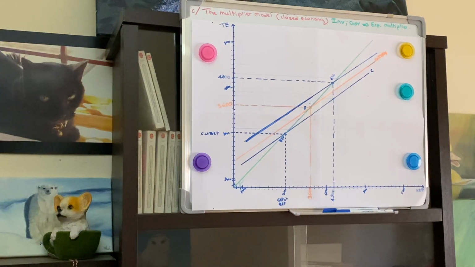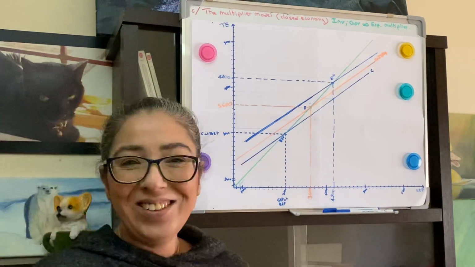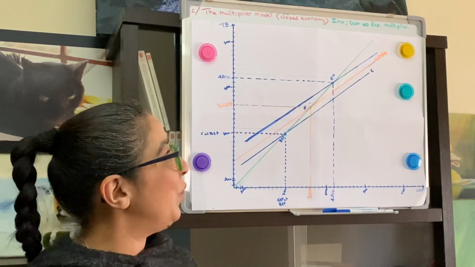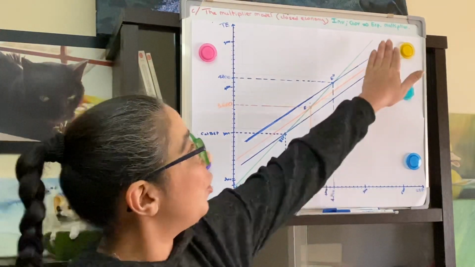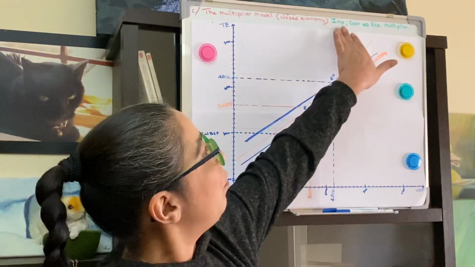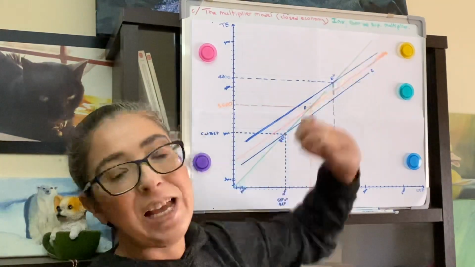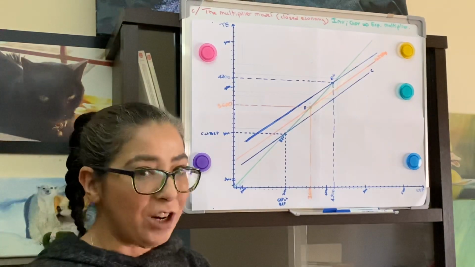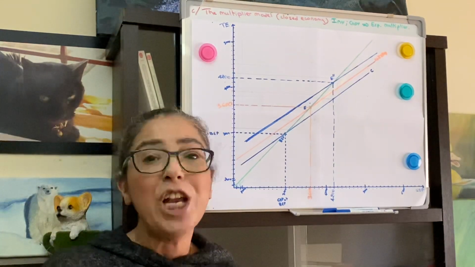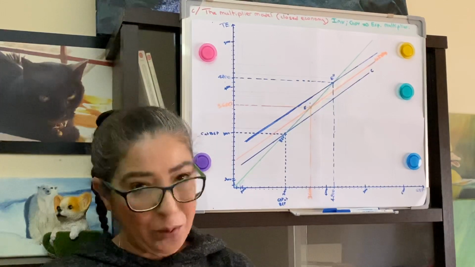I'm back again. Okay, today we're going to try to cover the multiplier, only the expenditure multiplier, which concerns investment and government purchases. First, we're going to start with the C plus I approach that we saw last time.